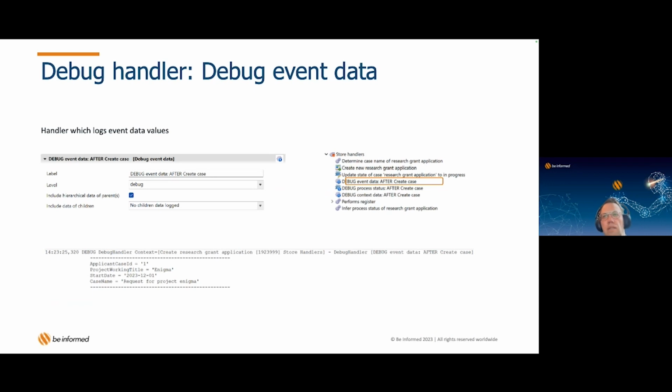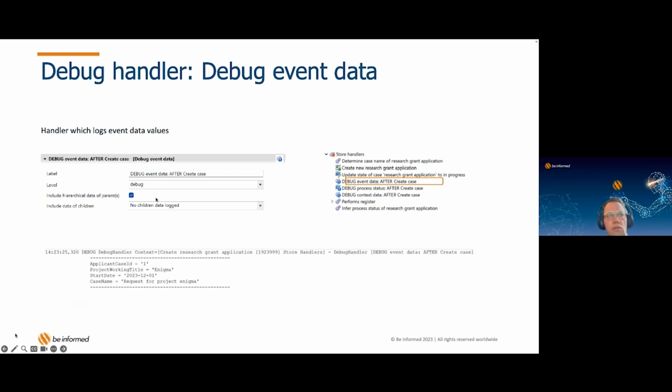The debug event data. The debug event data will print all the data which is present at a certain location. So if you see on this screen, there is a debug after the create case. The create case makes a case within BeInformed, and it showcases here in the logging that there, for instance, is an application case ID with the value 1, a project working title with Enigma, and a start date and a case name. And the other settings which I just mentioned, debug, error, info, or warn, can be altered here.